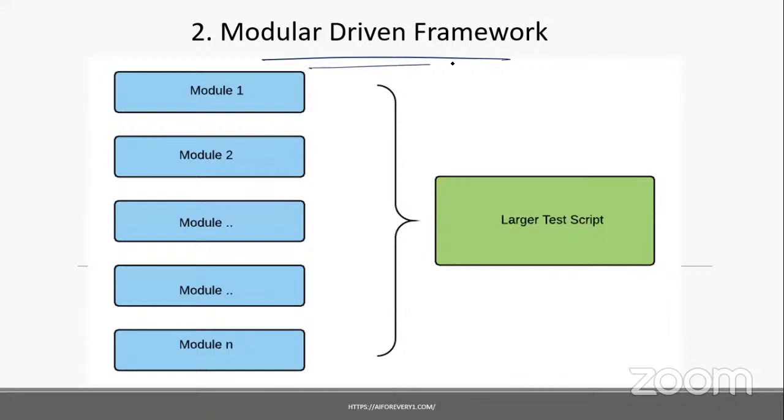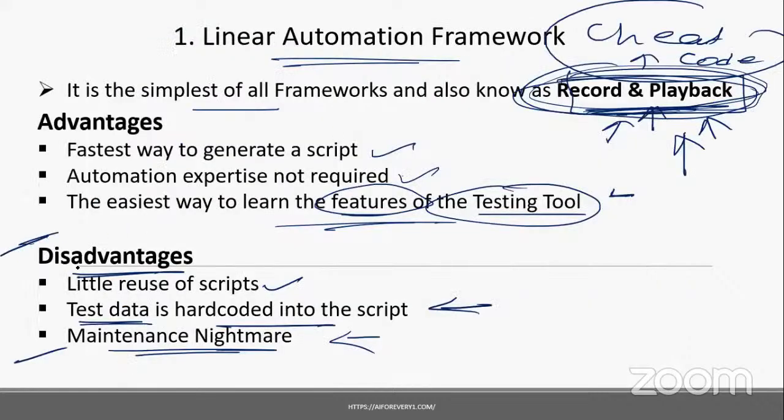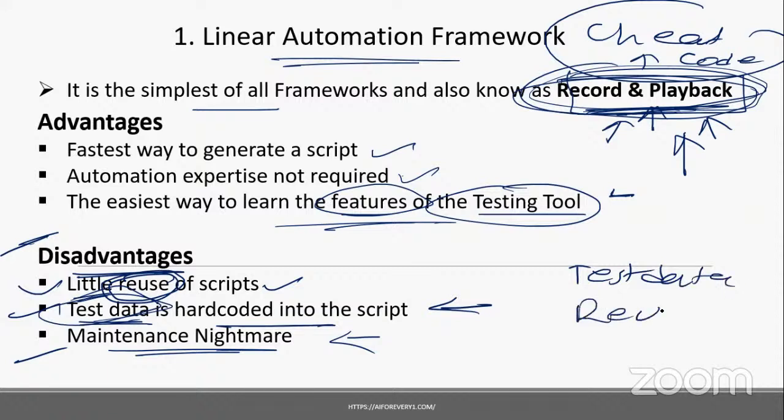And then comes the next one, that is the second type of framework, the modular driven framework. In the first framework, the two biggest drawbacks are reusability, there is actually no reusability, and hard coded test data. Two problems: one is with the test data, another one is reuse.